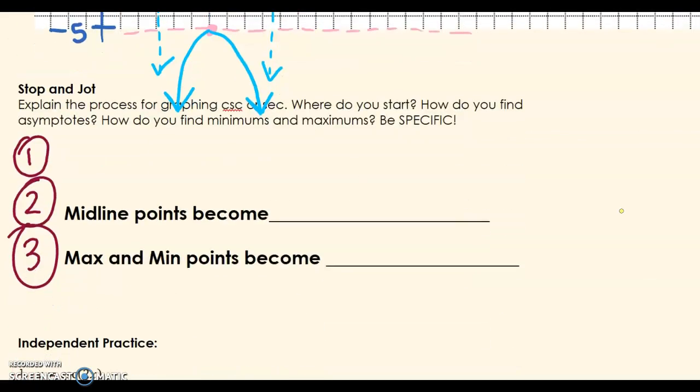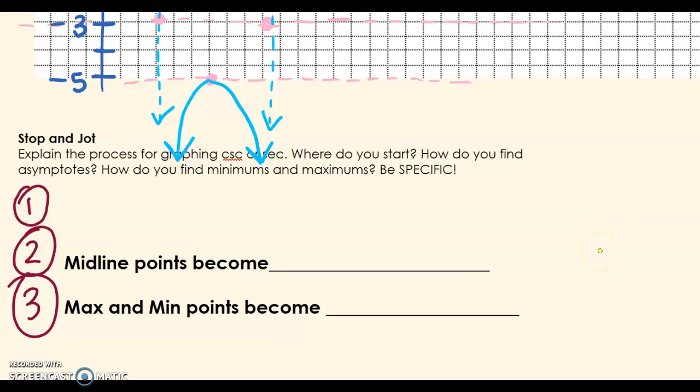The last thing I want to have us think about before we get to class on Monday is if we had to narrow this down to 3 short steps, what is the process for graphing cosecant or secant? Think about where we start, and I've said it a few times in this video. How do we find our asymptotes? How do we find the vertexes for our parabolas? How do we know which direction our parabolas are facing? Again, just as it says here, be specific.